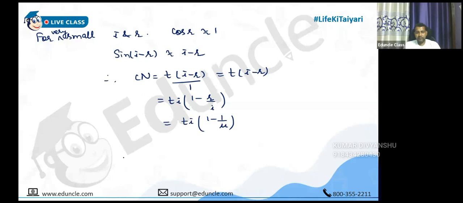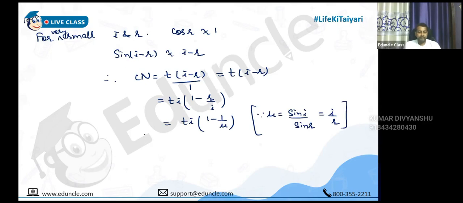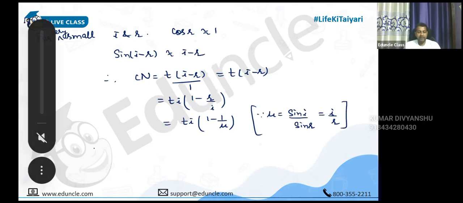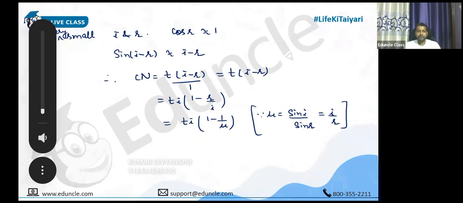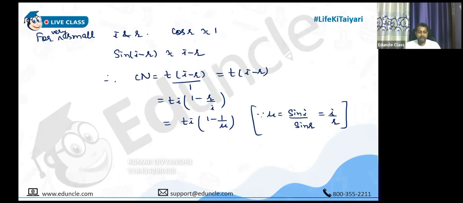Can I write this as mu? Because mu is sin I by sin R, and if the angles are small, it can be written as I by R. Please check. So this is another relation for the lateral shift or the lateral displacement, if the angles are very small. Clear? So this is a very useful expression, and this can be straight away asked in exam also. For small angles, what is the formula for the lateral shift or the lateral displacement?